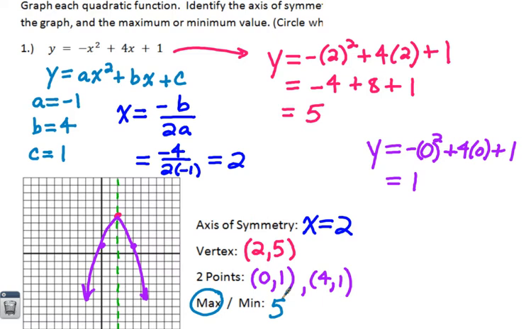Which is essentially the y-coordinate of the vertex. So it has a maximum value of 5.